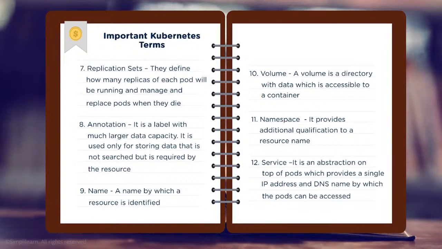Annotation is a label with much larger data capacity. A name is how a resource is identified. Volume is the directory in which data is accessible to a container. Namespaces provide additional qualification to a resource's name. And then finally, service is an abstraction of a set of pods which provides a single IP address and DNS name by which the pods can be accessed.